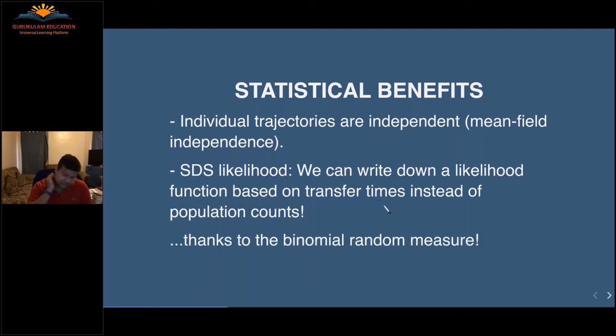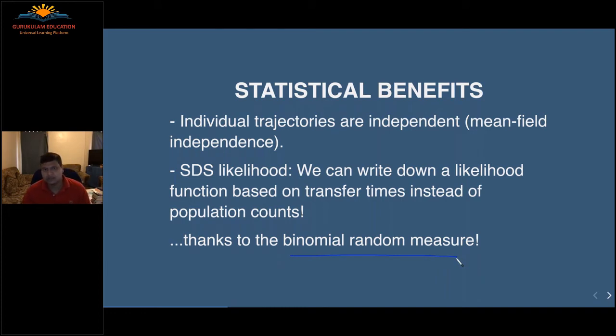This is possible because of a binomial random measure, but this gets into probabilistic technicalities, so I'll not go into the details. The underlying mechanism is given by a random measure. I'm happy to talk about it if you have any questions, but otherwise I'll just skip it for now.